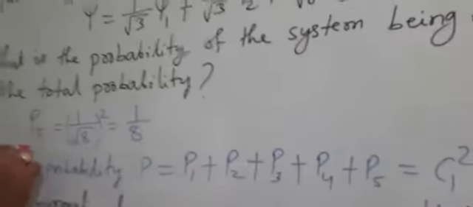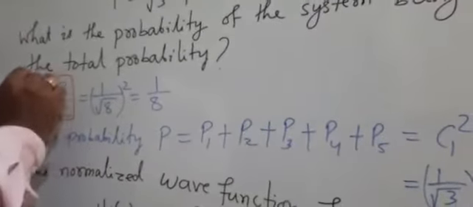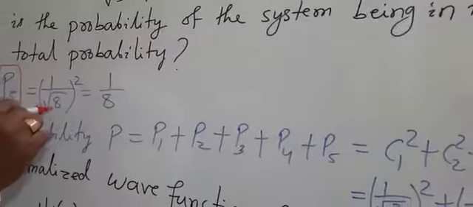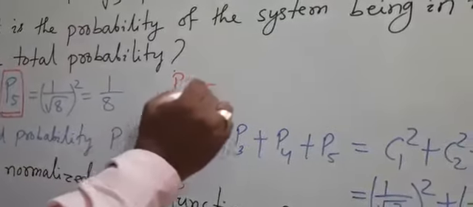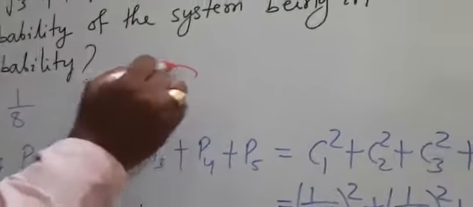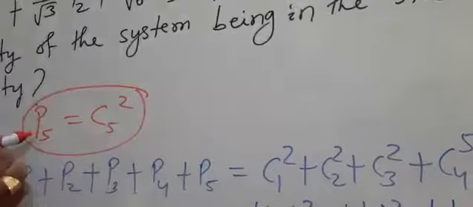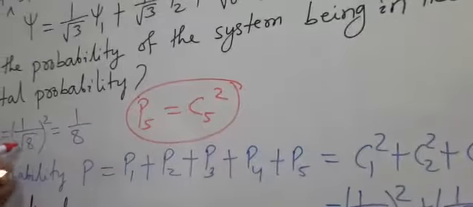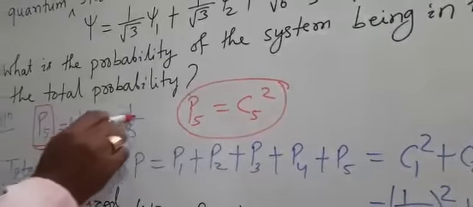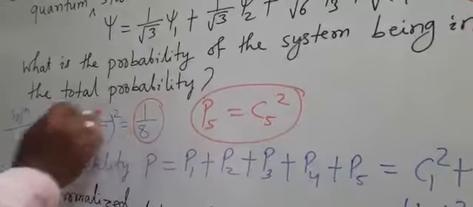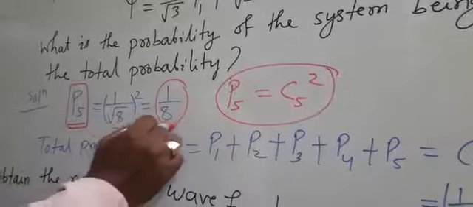So P5, the probability of the fifth state psi 5, is 1 by root 8 whole squared. P5 is equal to C5 squared. C5 is 1 by root 8, so 1 by root 8 squared is 1 by 8. So the probability of the fifth state is 1 by 8.